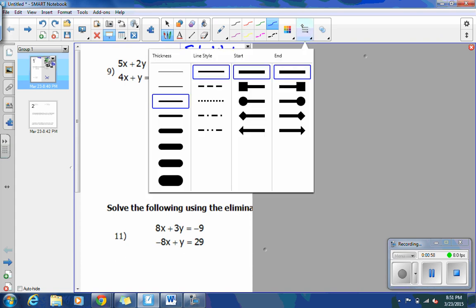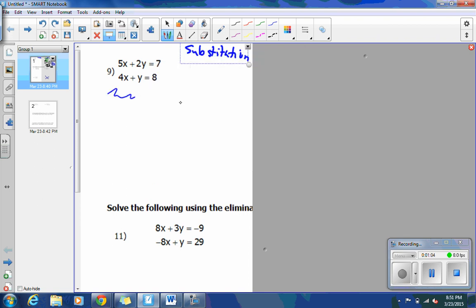So we're going to do some substitution for number 9, but if you notice, we don't have anything solved for x or y. So we need to solve one of the equations for x or y, and I'm going to look at that second equation because there's a y by itself there, so it might be easy to solve for. It's just one step, and we're going to subtract 4x from both sides to cancel that out, and you end up with y equals 8 minus 4x.